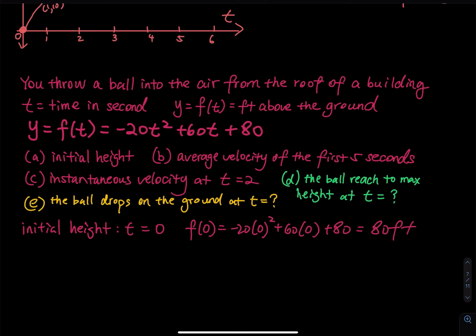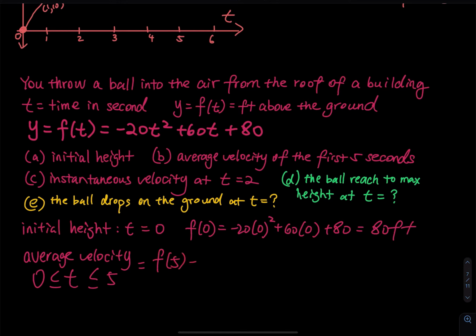And then the average velocity. The time interval is between the first 5 seconds, so that will be between 0 and 5. So average velocity will be using f of 5 minus f of 0. I know the function is a parabola, but for average velocity, all you have to do is draw a straight line to connect these 2 points, and then find the slope of that straight line. So when x is equal to 5, this is just 5 minus 0.